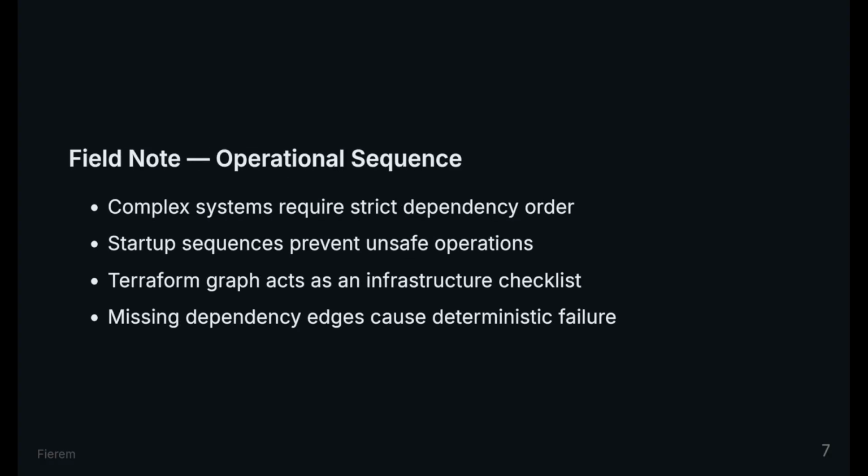On a submarine, equipment startup follows a strict dependency chain. A cooling pump must run before the reactor loop is activated. If a technician skips the sequence, the reactor protection system trips. Terraform behaves the same way. The dependency graph is a startup checklist for infrastructure. Missing a dependency edge is equivalent to starting the reactor before coolant is flowing. The outcome is deployment failure that appears random but is actually deterministic.